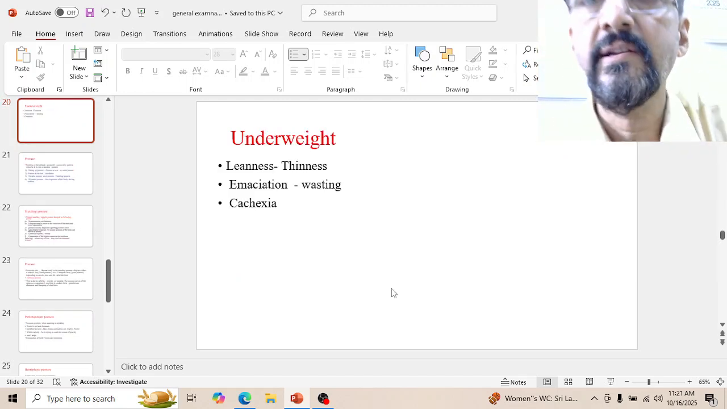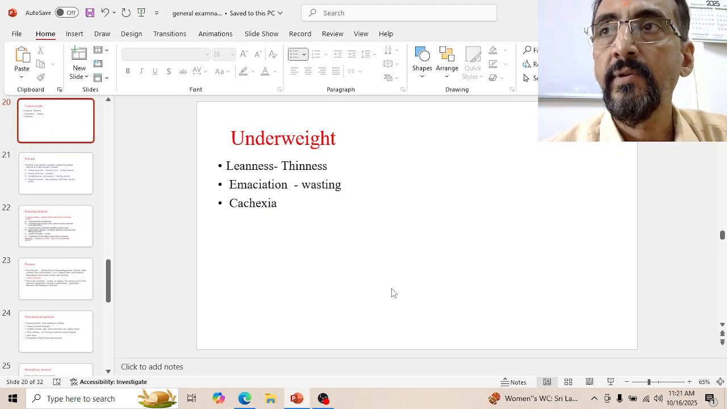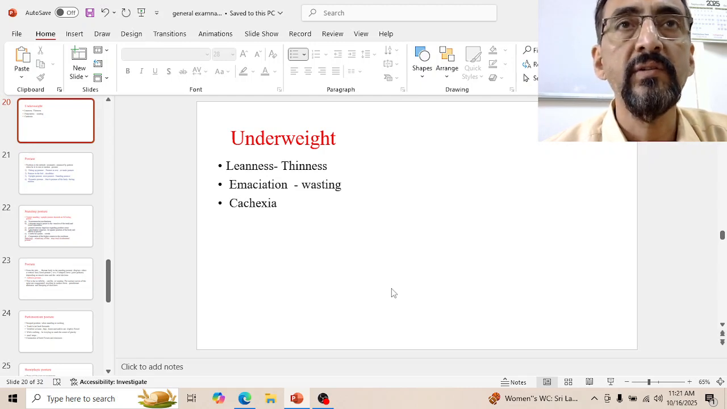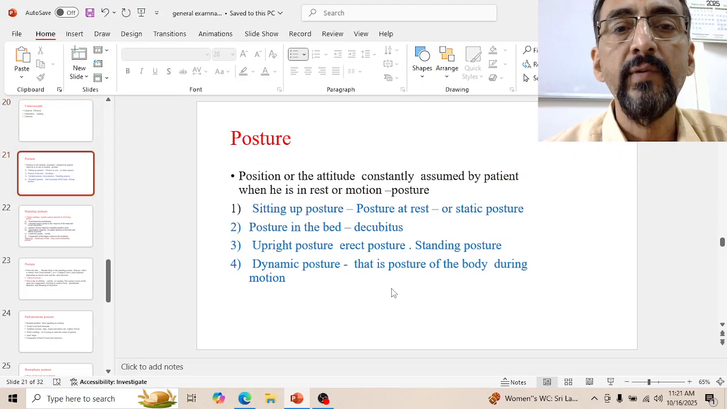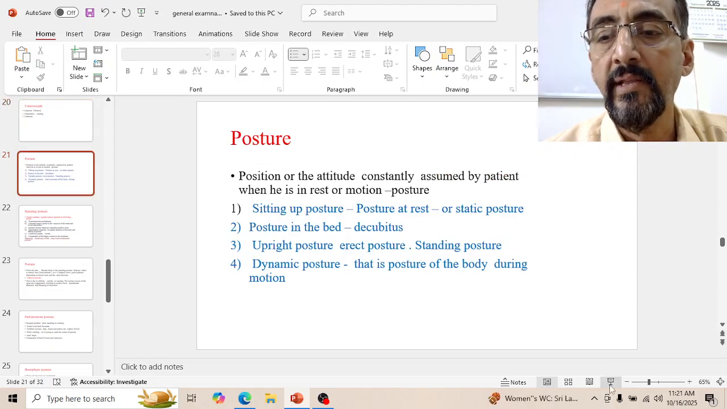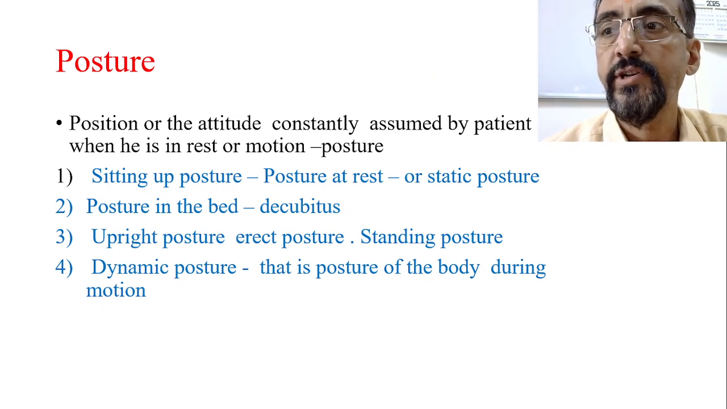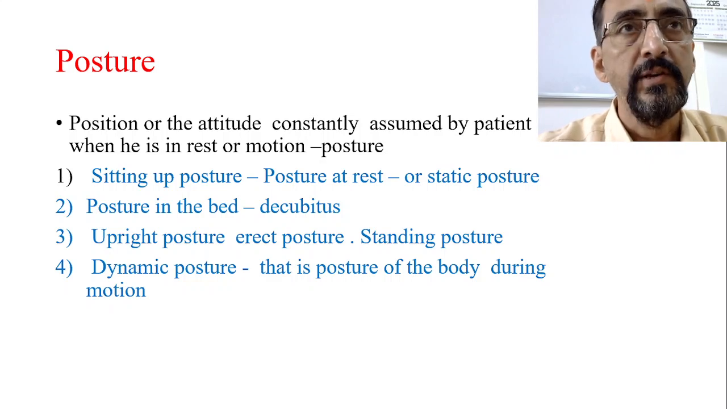My dear friends, in the last class we have been discussing general examination. In the general examination, body type, then posture, then nutrition. So these are some of the points which you have already covered. Today we will cover one more very important point in the general examination during the clinical examination, that is posture of the child. Posture of the patient or posture of the child.